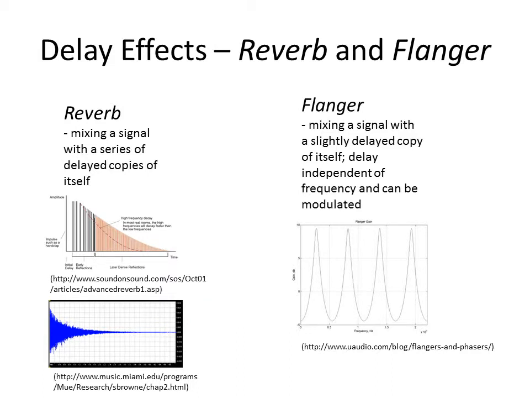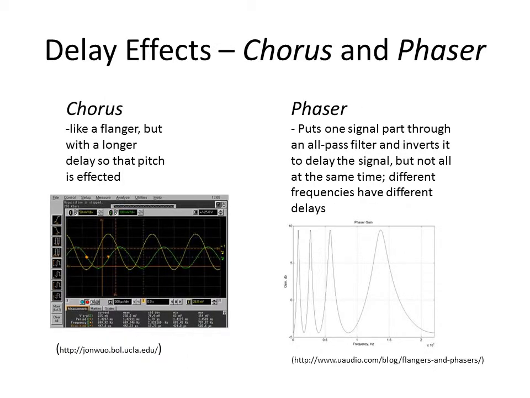A flanger is where you take the signal and mix it with a slightly delayed copy of itself. In a flanger, this delay is independent of the frequency and can be modulated. Now you can compare this with a chorus and a phaser. A chorus is like a flanger mixing with that delayed signal, but it's a longer delay, so the pitch is affected. So you get something sounding like different people singing together.